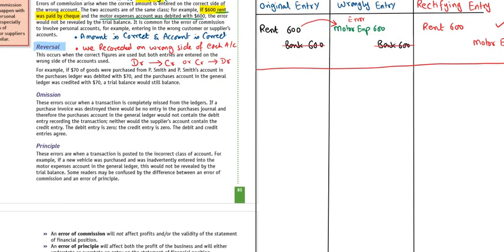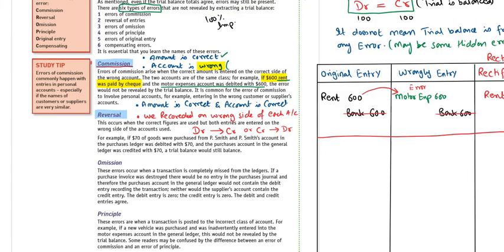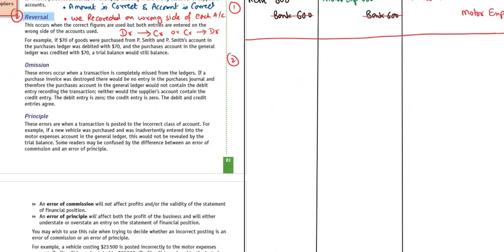Here is the example of an error of complete reversal. For example, if $70 of goods were purchased from P Smith, and the P Smith account in the purchase ledger was debited by $70, and the purchase account in the general ledger was credited with $70, the trial balance would still balance. So this is actually the error of complete reversal. So what does it mean?